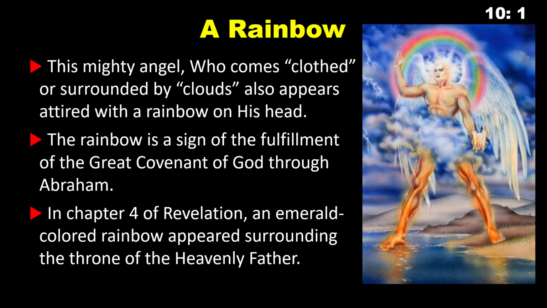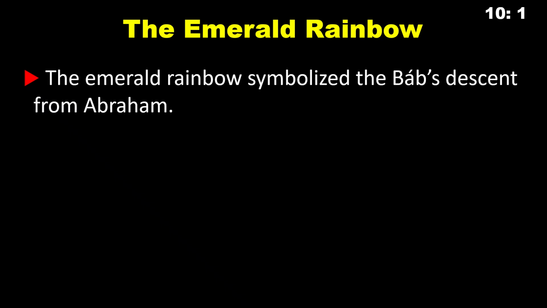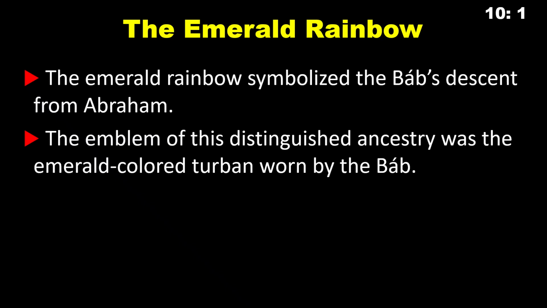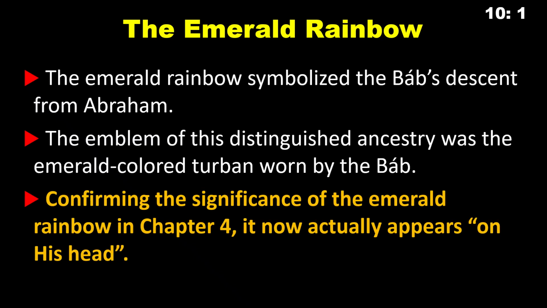This mighty angel, who comes clothed or surrounded by clouds, also appears attired with a rainbow on his head. The rainbow is a sign of the fulfillment of the great covenant of God through Abraham. Remember, in chapter 4 of Revelation, an emerald-colored rainbow appeared surrounding the throne of the Heavenly Father. The emerald rainbow symbolized the Bab's descent from Abraham. The emblem of this distinguished ancestry was the emerald-colored turban worn by the Bab. Confirming the significance of the emerald rainbow in chapter 4, it now actually appears on his head.